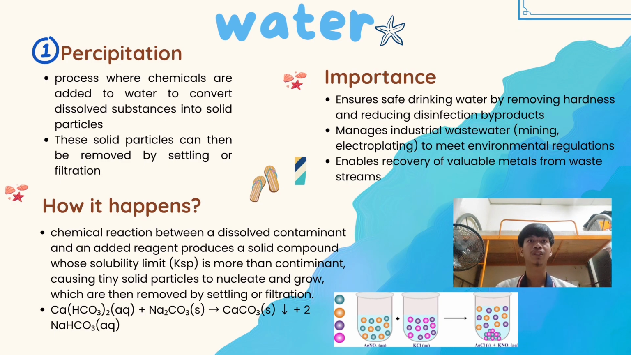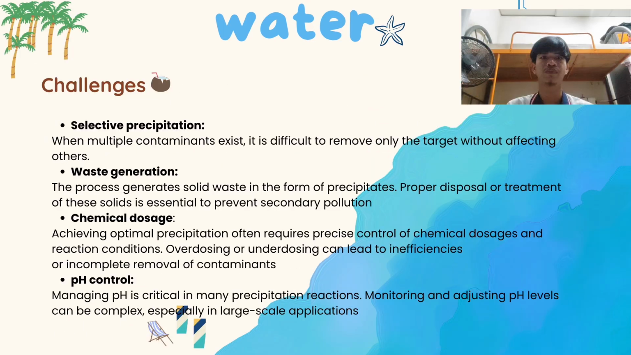There are so many importances of using chemical precipitation in our industry, such as ensuring safe drinking water by removing hardness and reducing disinfection byproducts. Moreover, chemical precipitation manages our industrial wastewater in mining to meet environmental regulations. Lastly, chemical precipitation enables recovery of valuable metals from waste streams to reduce our environmental impact on our ecosystem.